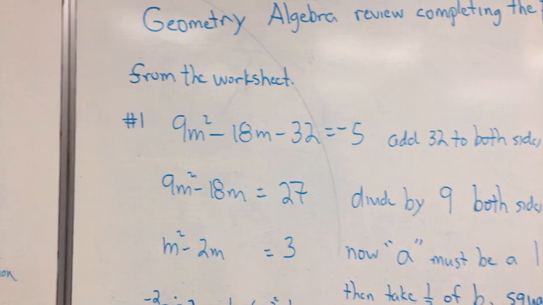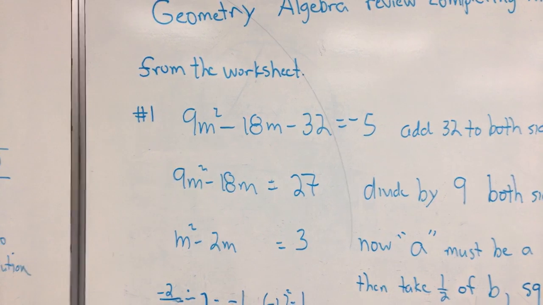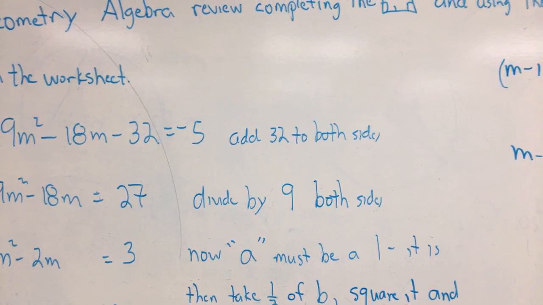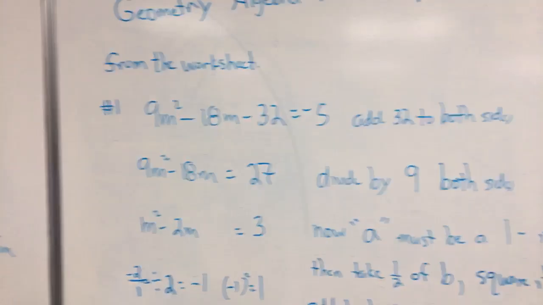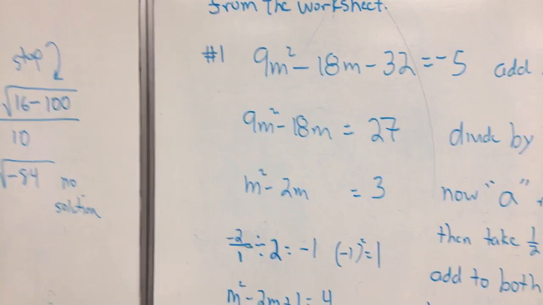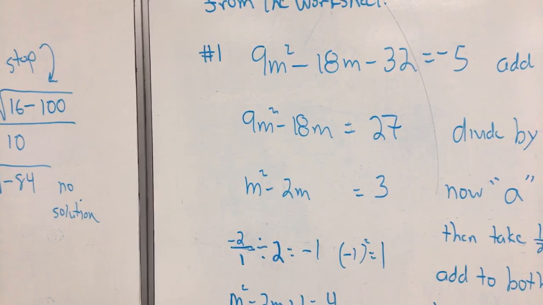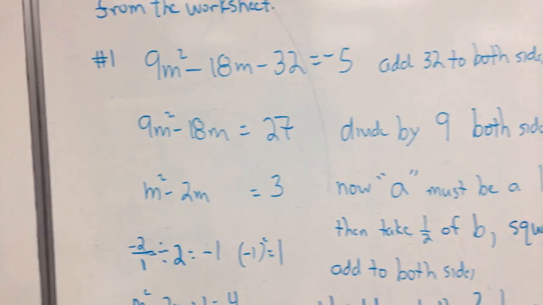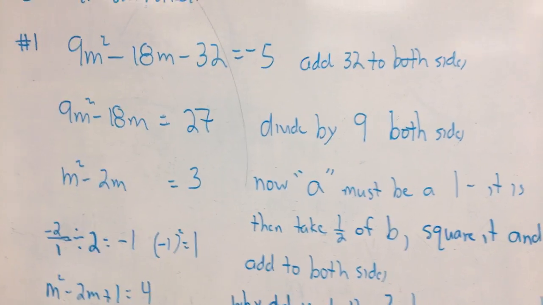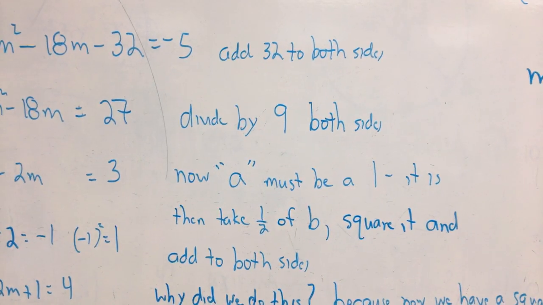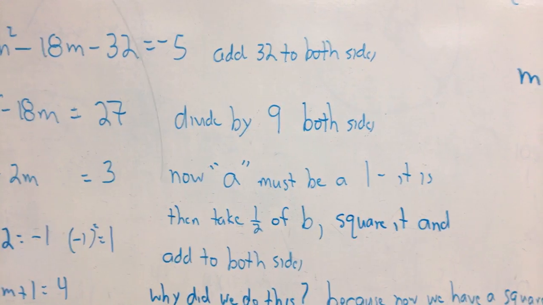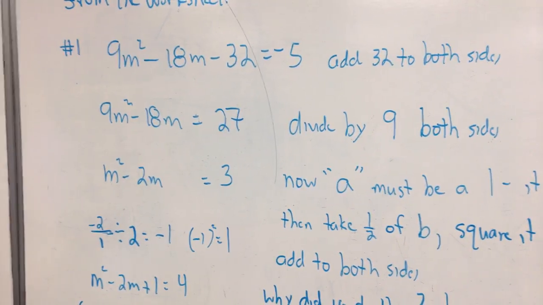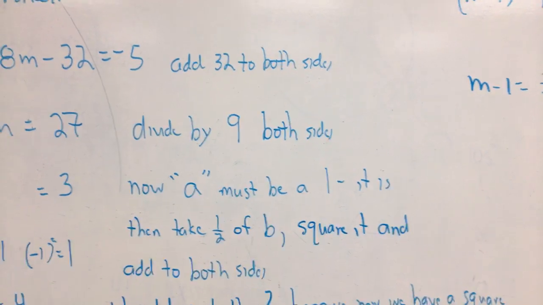And I'm going to get 9m squared minus 18m is equal to 27. Well, let's divide everything by 9 on both sides. So now this looks much better. I've got m squared minus 2m, and notice I left a space, is equal to 3. Now, before we complete the square, and this is super important, a has to be a 1. The coefficient in front of the squared term has got to be a 1. And it is, so we're good to go.